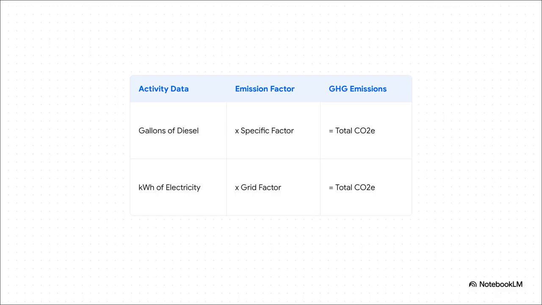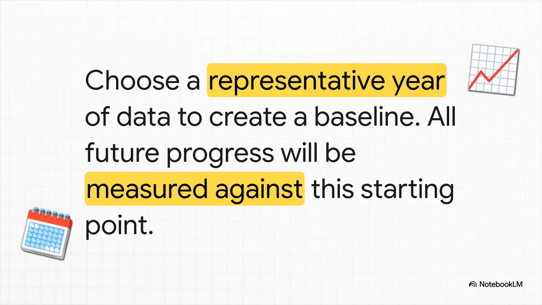Now, once you have all that data, the math is actually surprisingly simple. You just multiply your data, say the gallons of diesel you used, by a standardized number called an emission factor. And boom, that gives you your total emissions. It's that same basic formula, just applied across your entire business. Now this step is super important. You have to plant a flag in the ground. You choose a typical representative year of data, and that becomes your baseline. From now on, every single reduction you make, every change, is going to be measured against that starting point.